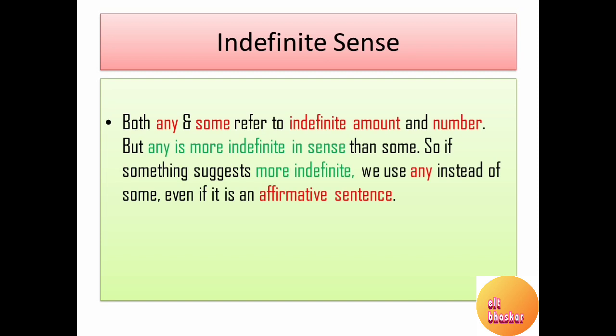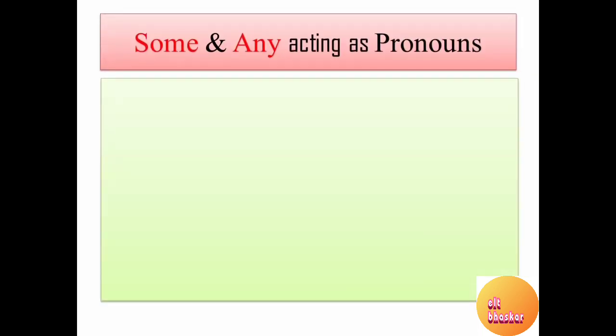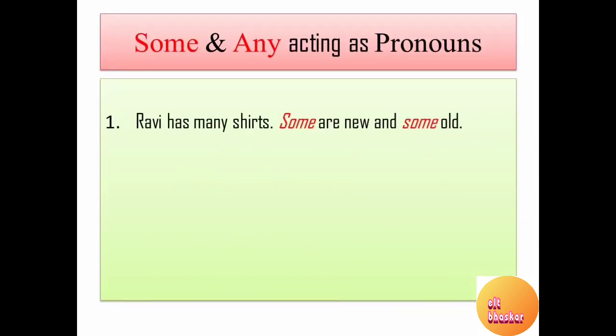Okay, so let's see some other aspect of some and any. What is that? Yes, some and any can also act as pronouns. What do we know about pronouns? That the pronoun is that which is used in place of a noun. That's the simplest idea we have. So here we will take some random examples where we will find some and any acting as pronouns.